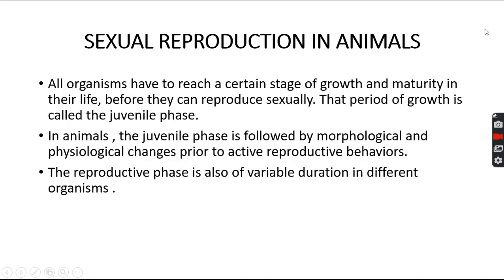All organisms have to reach a certain stage of growth and maturity in their life before they can reproduce. The period of growth, we can call the juvenile phase, or vegetative phase in plants. The end of the juvenile or vegetative phase marks the beginning of the reproductive phase. In animals, the juvenile phase is followed by morphological and physiological changes prior to active reproductive behavior. The reproductive phase is also of variable duration.